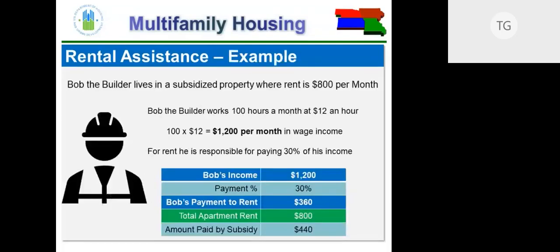I just wanted to give a quick example of how rental assistance works, and we're going to take another look at this later on in the presentation. Say Bob the Builder lives in an apartment complex where the rent for the unit is $800 per month. The $800 is not what Bob is going to pay with the subsidy. Bob currently works 100 hours a month at $12 an hour, so he has an income of $1,200 per month. His rent would be 30% of his income, so not 30% of the rent, but 30% of his income. In the table you can see Bob's income is $1,200 per month, and so his rent payment would be 30% of that. Bob's payment toward rent would be $360. The total apartment rent is $800.